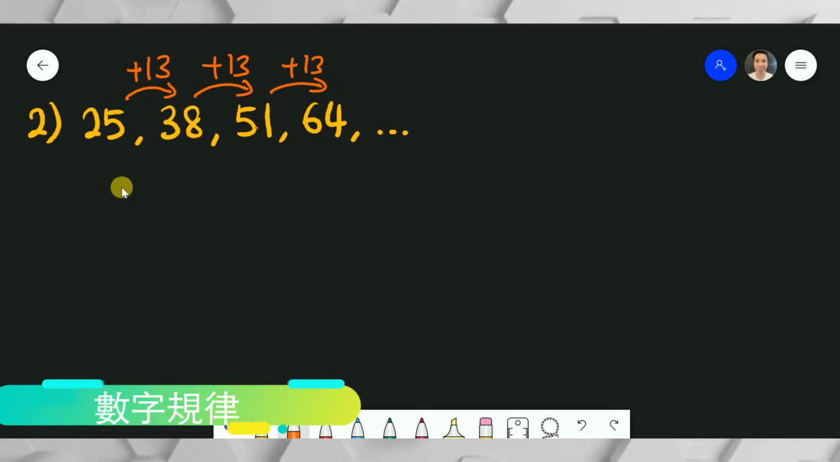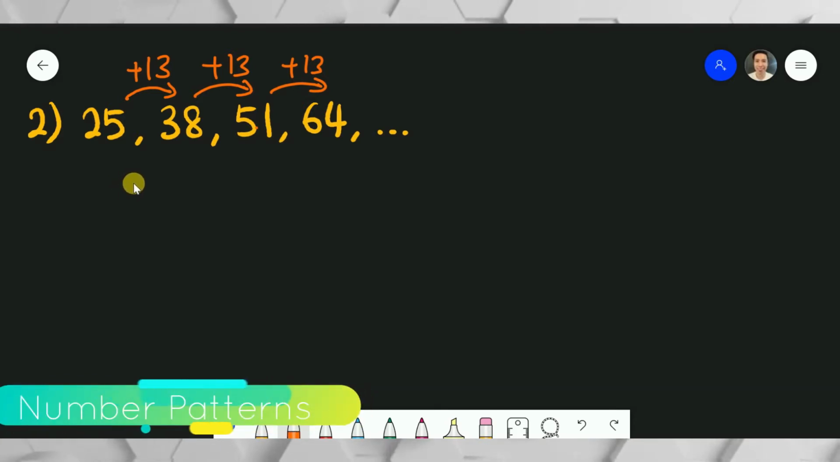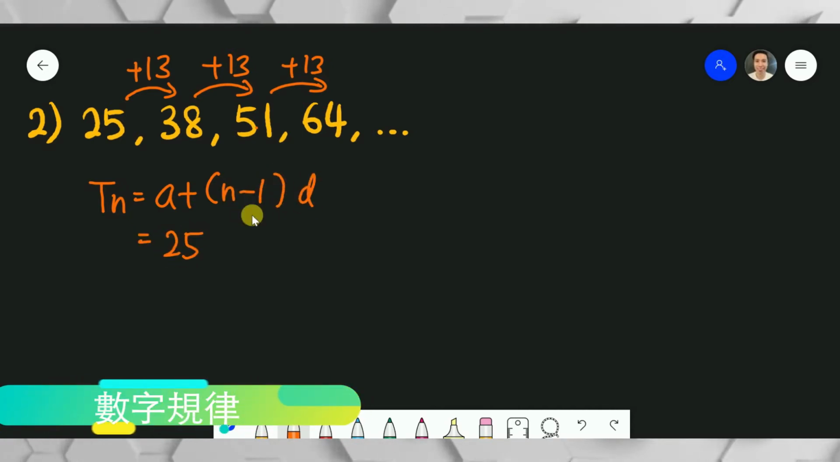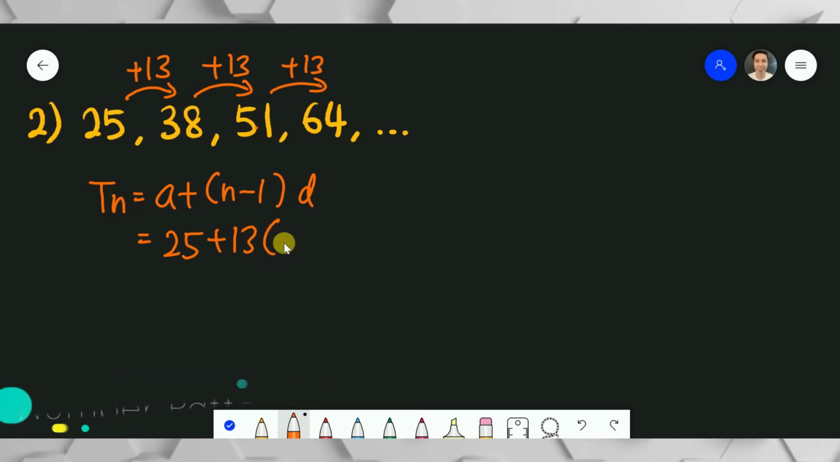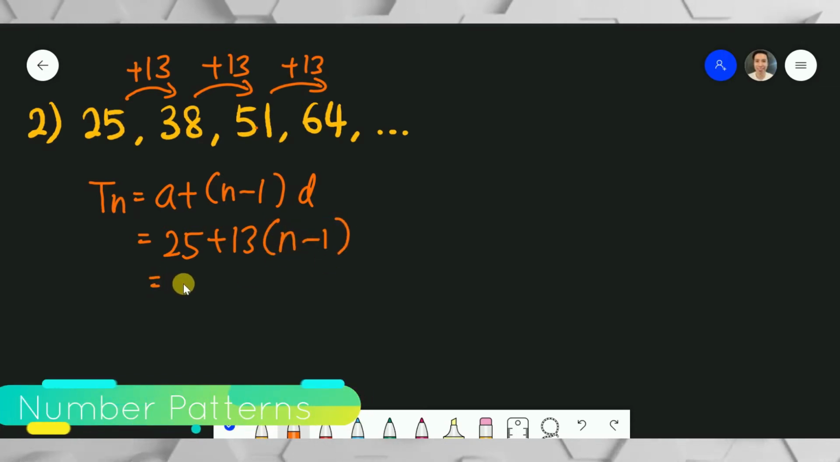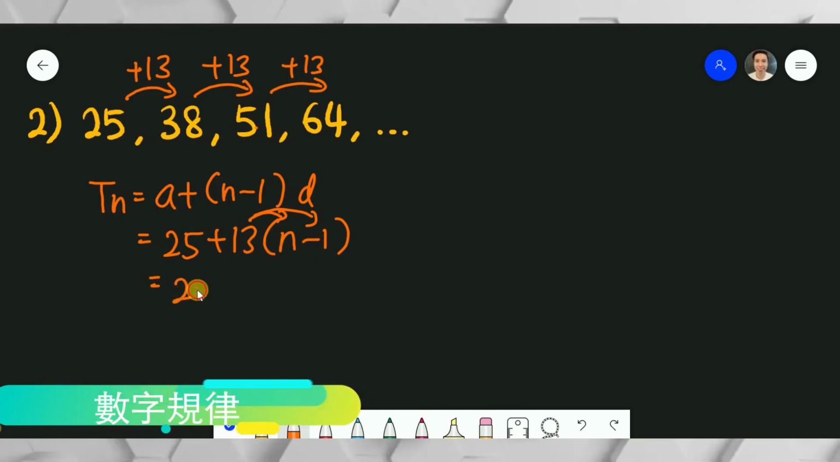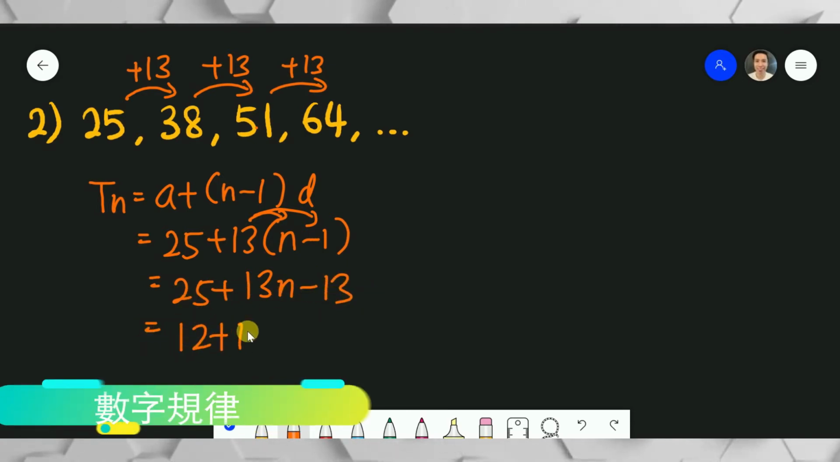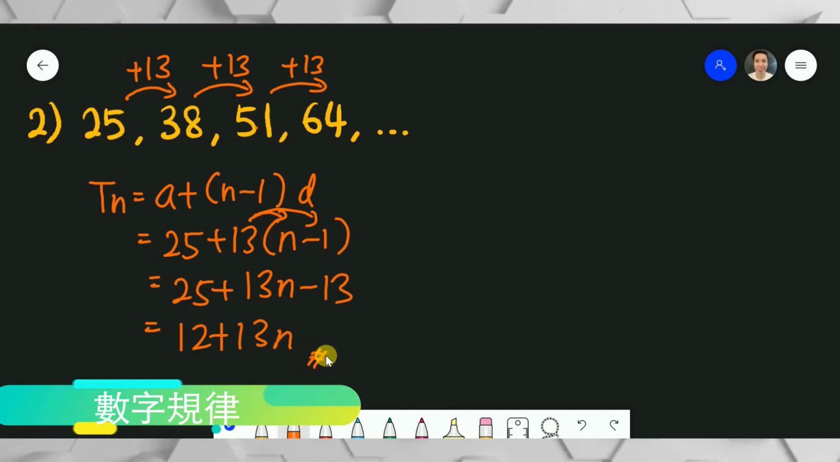So we can apply the formula for arithmetic progression in finding Tn. Tn will be a plus (n minus 1)d. My a will be 25 and my d will be 13, then bracket n minus 1. Then we need to expand this expression. So 25 plus 13 times n will be 13n minus 13. My final answer will be 25 minus 13, which is 12, plus 13n. Okay, so far so good, yeah?